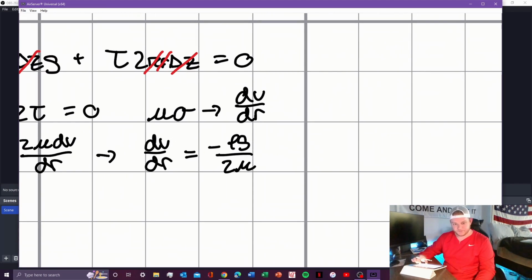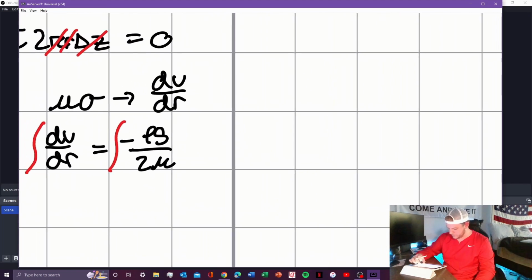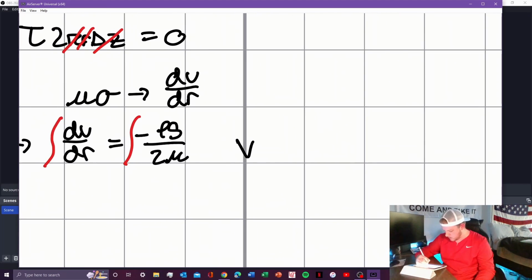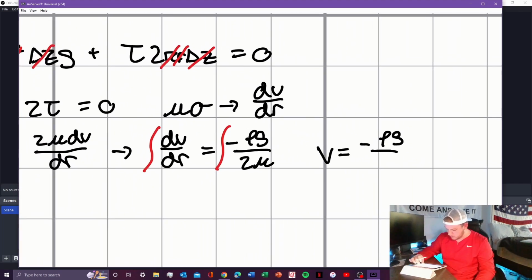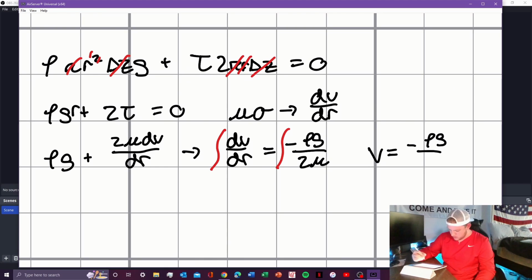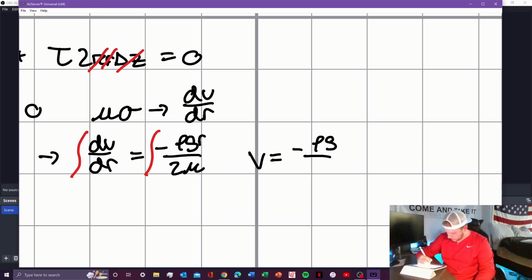Now, if we integrate an indefinite integral, we can solve for v. So v will be equal to negative rho g over 2 mu times r squared over 2, plus c. I was missing an r there.